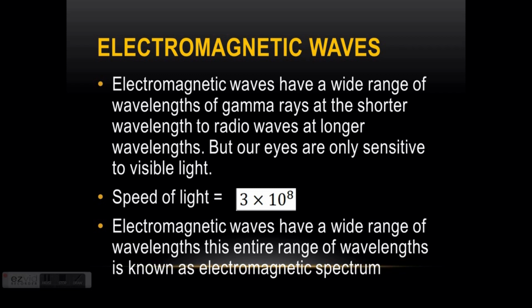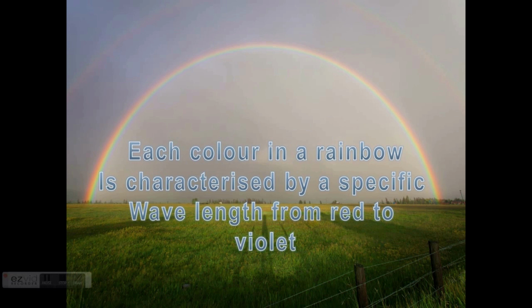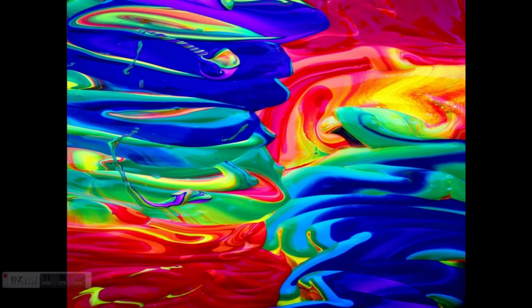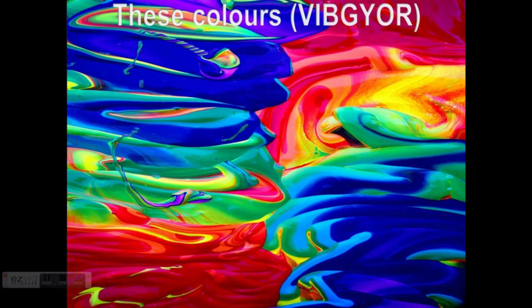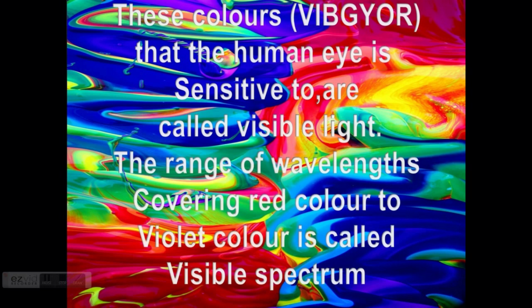Now, let's have a look at the visible spectrum. I think you have already seen this visible spectrum, a beautiful rainbow. Each color in a rainbow is characterized by a specific wavelength from red to violet. These colors, violet, indigo, blue, green, yellow, orange, red, that the human eye is sensitive to are called visible light. The range of wavelengths covering from red color to violet color is called the visible spectrum.